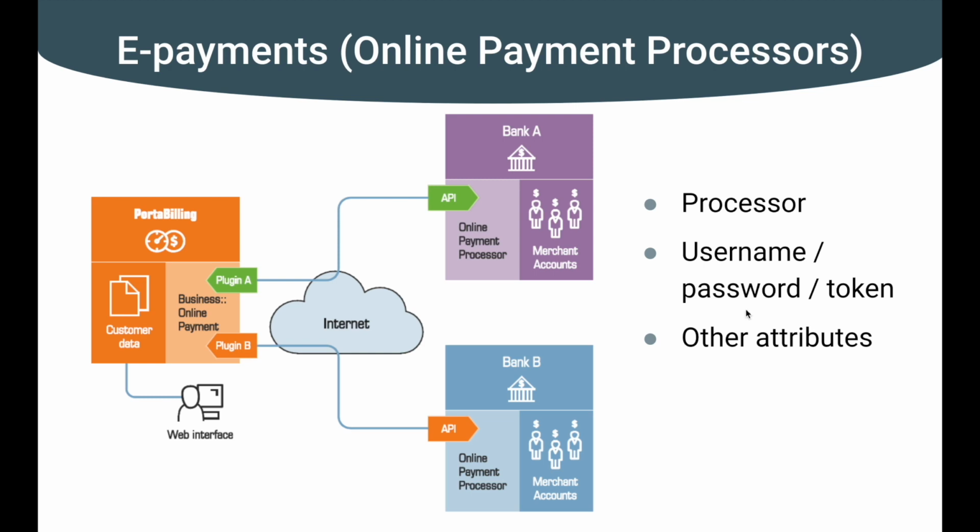To set up online payments in PortaBilling, the CSP needs to sign a service agreement with the payment processor. Then they obtain API access. This includes a username and a password, and also an access token for authorization. Then additional agreements are made. For example, if it's mandatory to use a CVV code, the security code on the back of the credit card, every time a transaction is made. After that, they are ready to accept online payments.